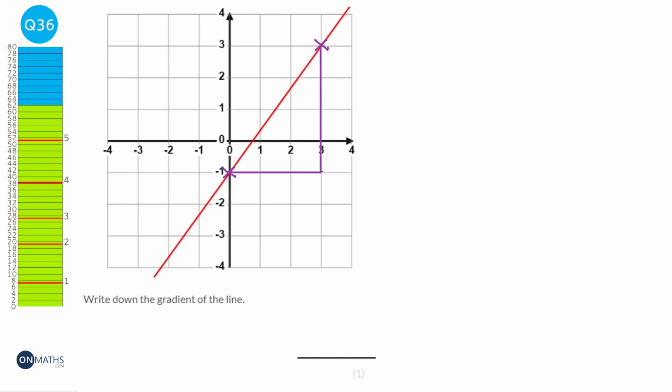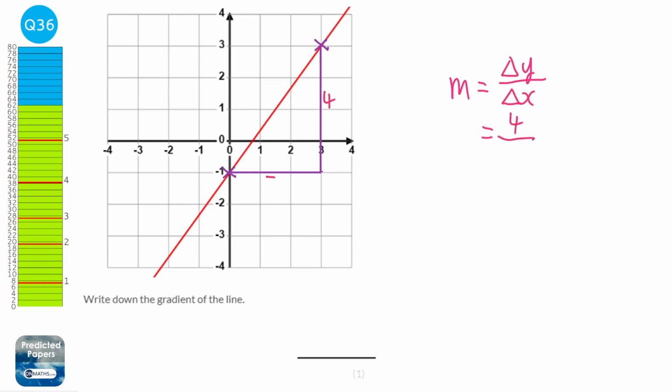And the gradient, which we call m, is the change in y over the change in x. How much has y changed over the change in x? So the change in y is going to be 4, because it's gone up 4. And the change in x is 3, because it's gone to the right 3. So our answer will be 4 over 3.